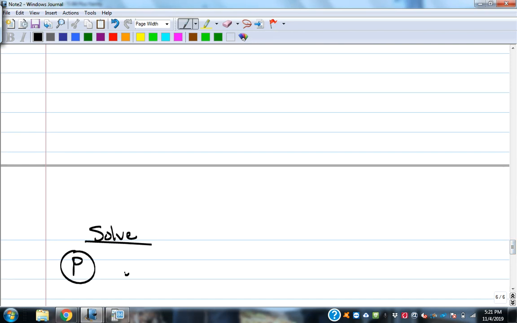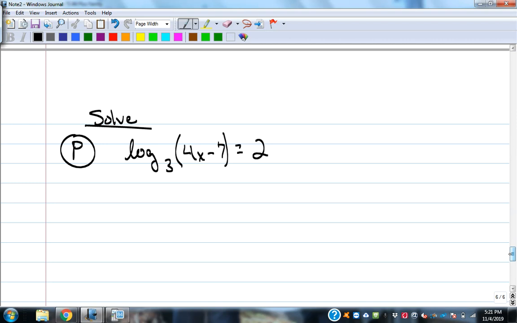So this one we have a logarithmic equation. Log base 3 of 4x minus 7 is equal to 2. And this is where we really employ that idea of rewriting a logarithmic as an exponential to solve. Makes things a lot easier. We don't have to deal with logarithms if we can get rid of them.